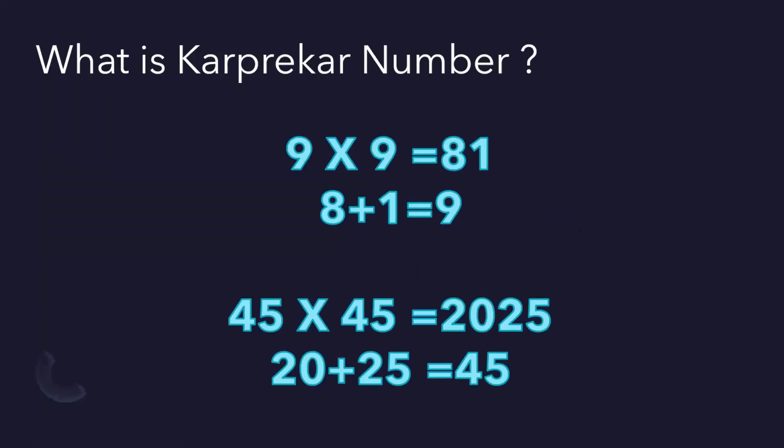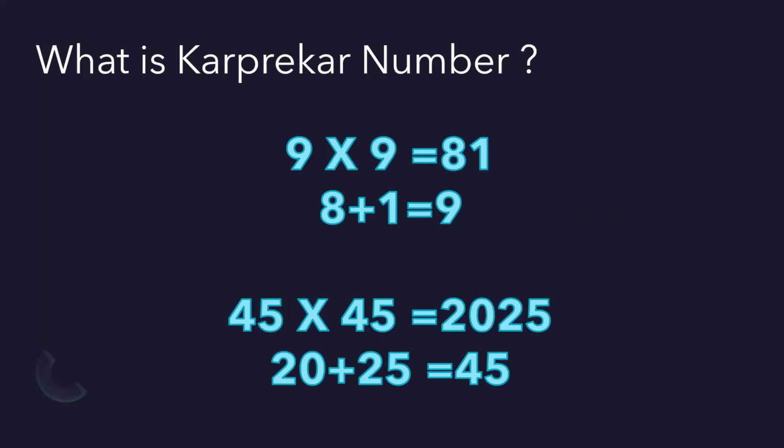The Kaprekar number is an interesting number. You can choose any number, for example, I've taken two numbers here. If you multiply those numbers, for example 9 into 9, 81 will come. And if you split the digits, 8 plus 1 is equal to 9.